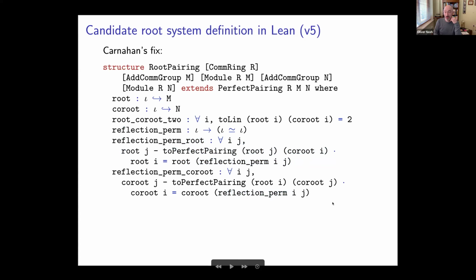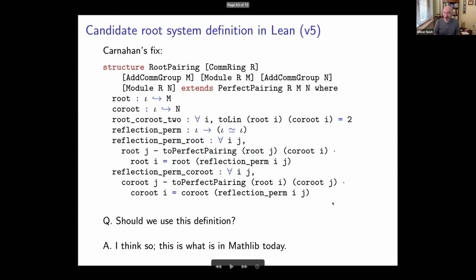And so now, the question is, we're on definition 5 now. And since about 3, I thought I had it right. And even 1 and 2 are pretty good. Should we use this definition? So the answer is, I think so. This is what's in Mathlib today. And we've developed a respectable body of theory about this. So I think this is pretty good.